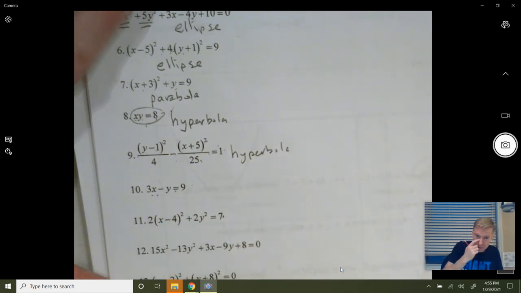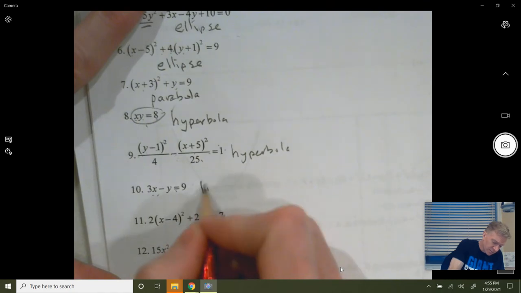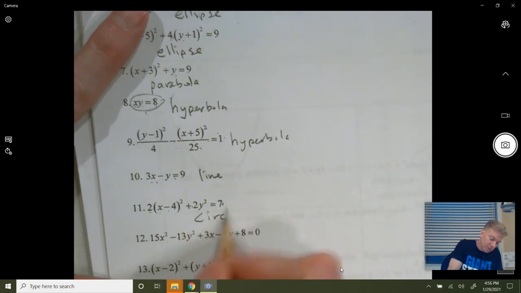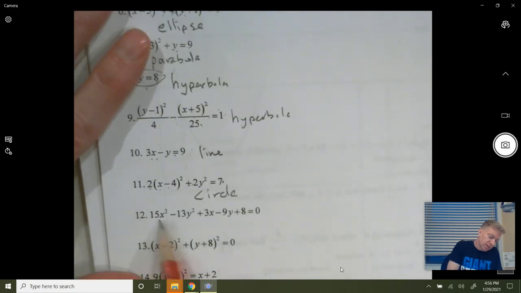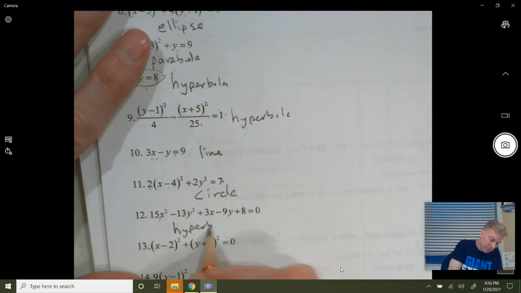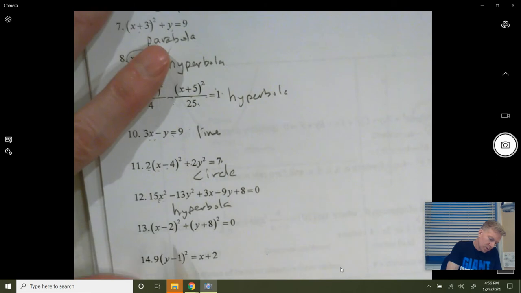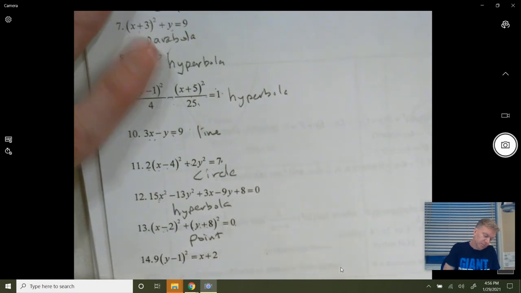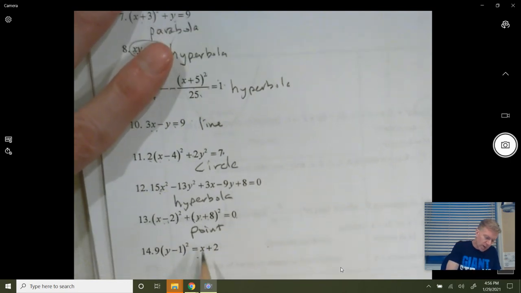This one, neither of these are squared. So that's just a line. You have same coefficients, same sign. That is a circle. Different coefficients, different signs. That would be a hyperbola. This one, ooh, this is kind of tricky. You've got this plus this equal to 0. It's almost like a circle with the radius of 0. That's a single point. And then this one, you have a y squared, but your x is not squared. That's going to be a parabola.